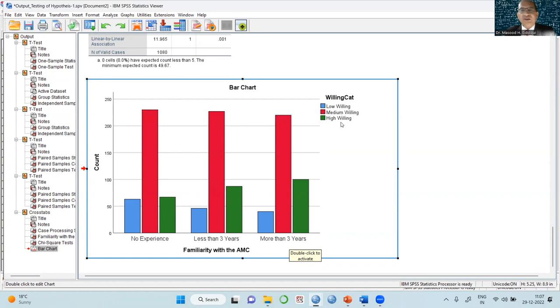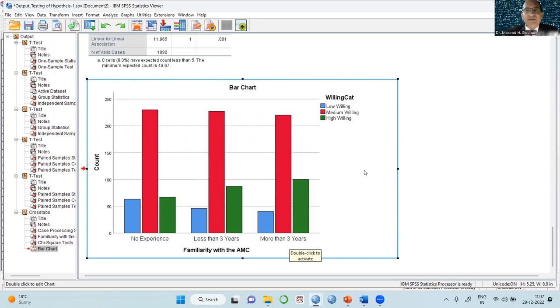Now, there is not much difference related to the medium willingness, that is the red bar. But if we look at the green bars, that represent the high willingness. So initially, this is the length where we are having no experience. Here we have medium experience, and here we have high experience. So as we go from no experience to high experience, the length of these green bars increases, means high willingness increases, right? So on the negative side, there is an inverse relation, and on the positive side, we have a direct relation or the positive relation.